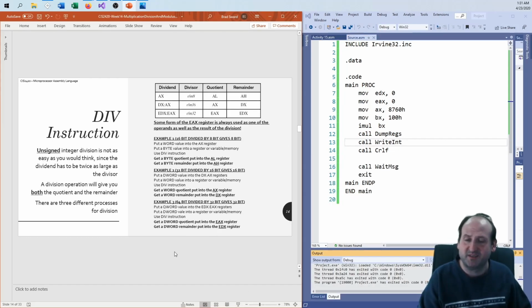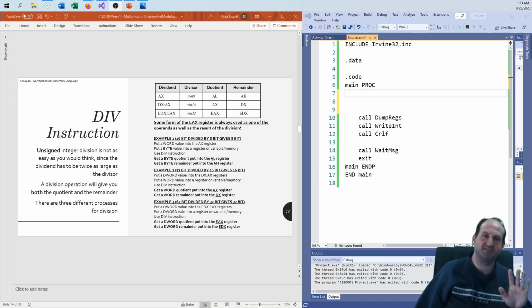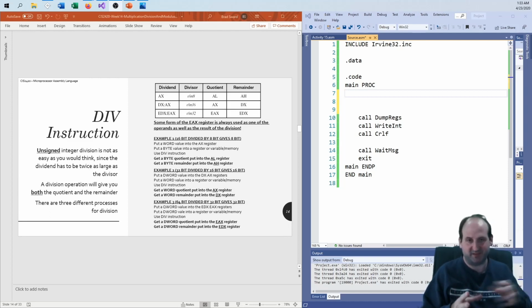So let's move on to division. Division is exactly what you would expect it to be. It's a numerator, a denominator, it's A divided by B. Remember, this is integer division, so we have a whole number, and we do have a remainder. What's interesting is that a division operation of any kind, div or idiv, as we'll see, gives both the quotient and the remainder. The quotient is held in these registers, and the remainder is held here.